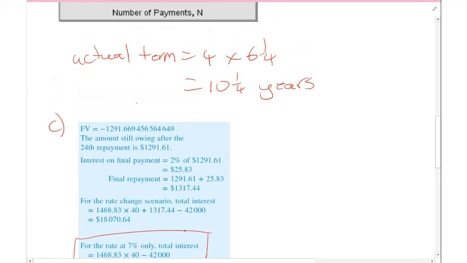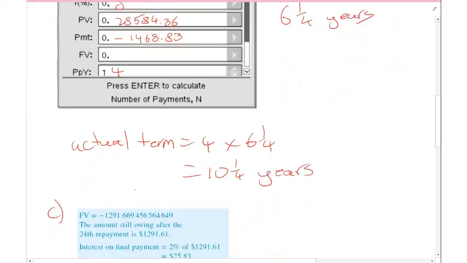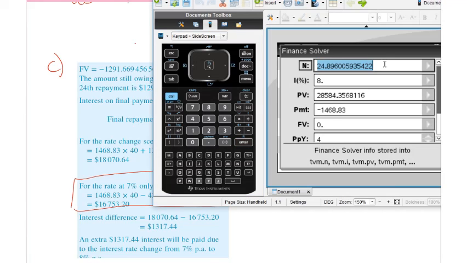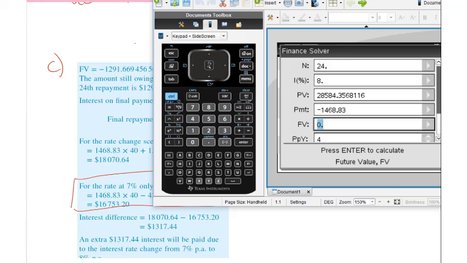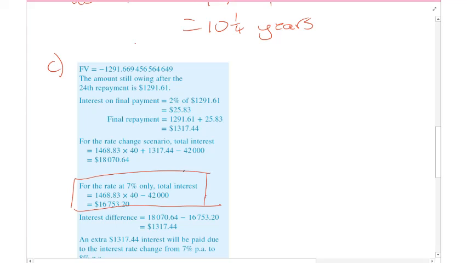What you're doing in the next bit is, remember up here it was 24.90, well, it was effectively 25. That meant we had some left over. So what we've done there is we've gone back up here, just put in 24, gone to final value, gone enter, and we find that we still owe $1,291.60, which is what we've got here. Okay, so the amount still owed after the 24th repayment is $1,291.61.